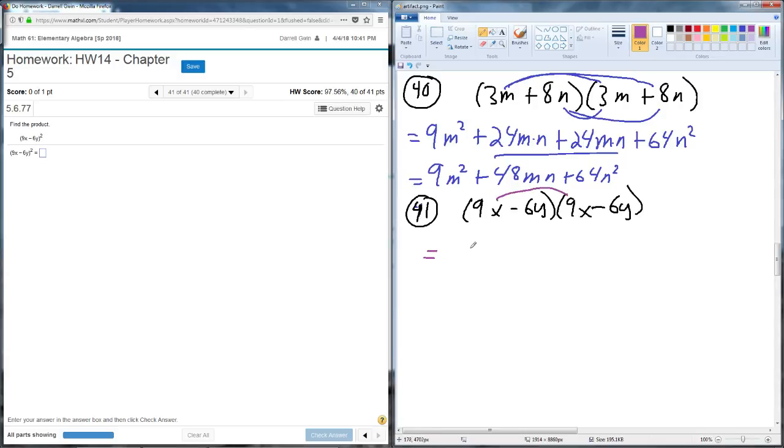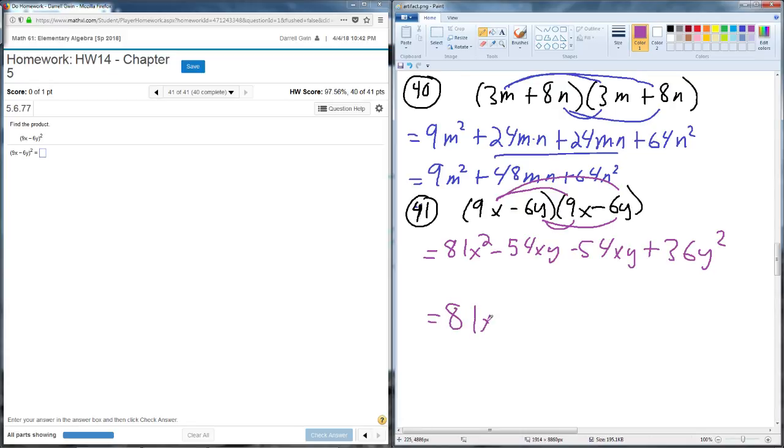You can't do it. 9 times 9 is 81. X times x is x squared. 9 times negative 6 is negative 54xy. X times y. Oops. Negative 6 times 9 is negative 54 again. And y times x, same as x times y. Negative times negative is a positive. 6 times 6 is 36. Y times y is y squared. Let's combine like terms. 81x squared. So negative 54 plus negative 54 is negative 108xy.